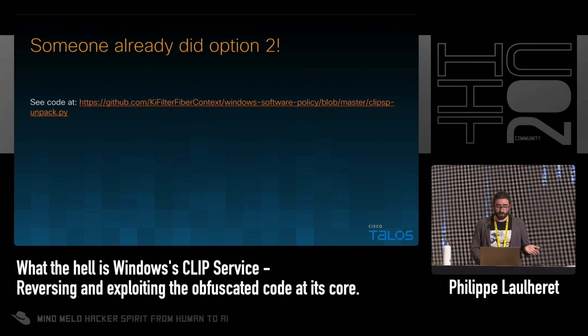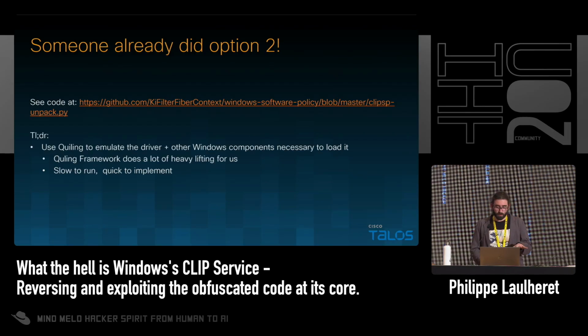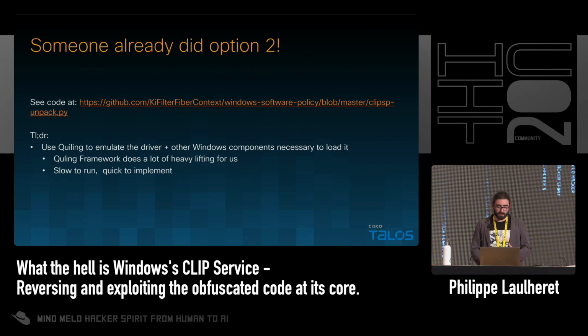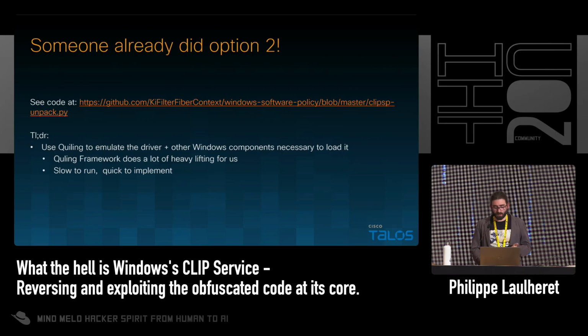But it turns out someone actually did option 2, which was the GitHub I was sharing before. To give an idea of the process they followed, they imported the driver using Qiling, and Qiling does the heavy lifting of loading the driver and all the dependencies. That's nice, but it's kind of slow to run because it loads everything. If you make a mistake in your Python script, it takes hours to redo. But it's less effort than doing everything by hand with Unicorn.